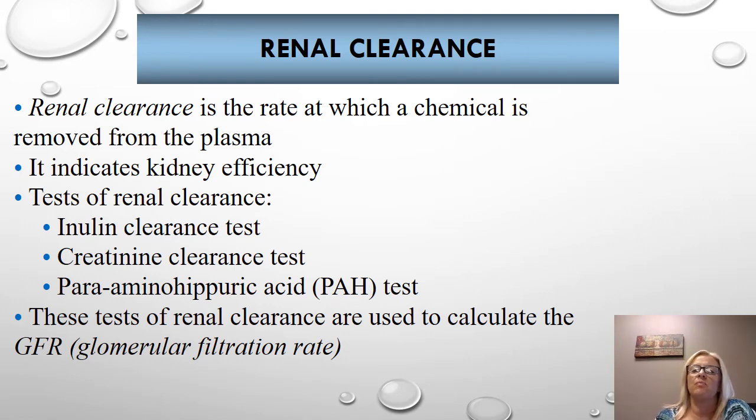PAH can measure rate of plasma flow through the kidneys, and then we can use hematocrit to calculate the rate of blood flow through the kidneys.